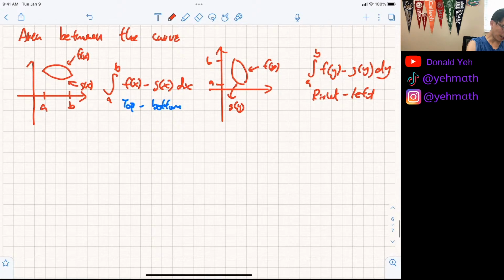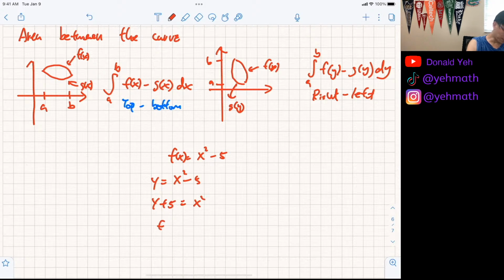Let's just say, how do I find f of y if f of x is equal to x squared minus 5? What is f of y? You solve for x. So it'll be x squared minus 5 equal to y, and then y plus 5 equal to x squared, and then f of y is equal to the square root of y plus 5. Plus or minus. Plus minus, good. So yeah, it's plus minus. So you have to solve that one.